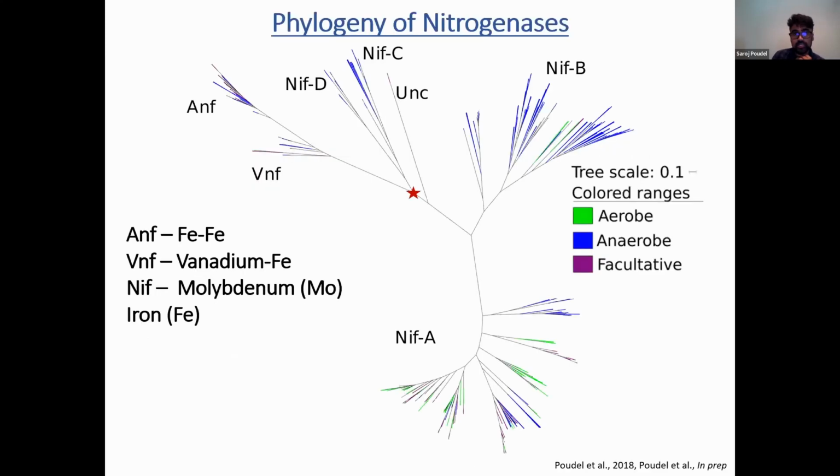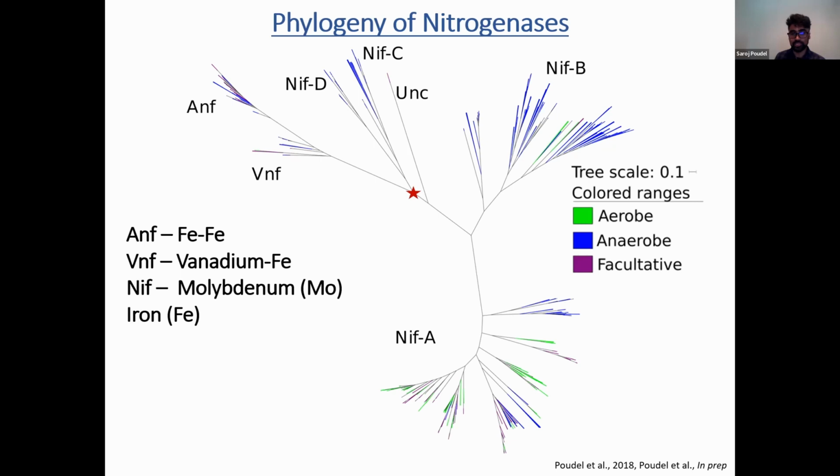So nitrogenase, we can classify into 3 different groups based on the metal cofactor. NIF, which has molybdenum and iron. Vanadium, which has vanadium and iron as the active center. And ANF, iron only. So what I'm showing here is a phylogenetic tree, and you can distinctly see these 3 groups, NIF, VNF, and ANF. And NIF can be further divided into 4 subgroups, A, B, C, and D. And then again, you can see how distinctly they group, right?